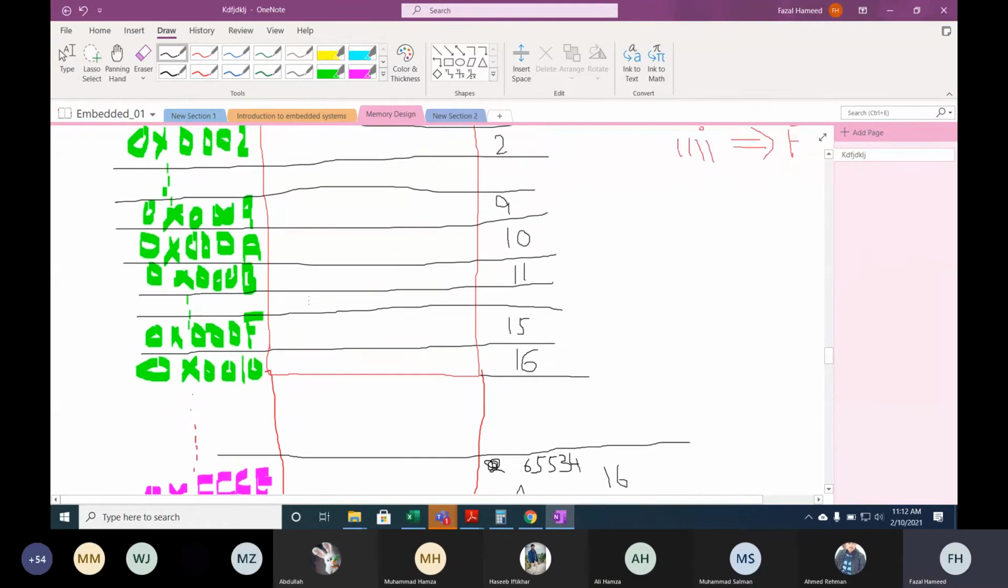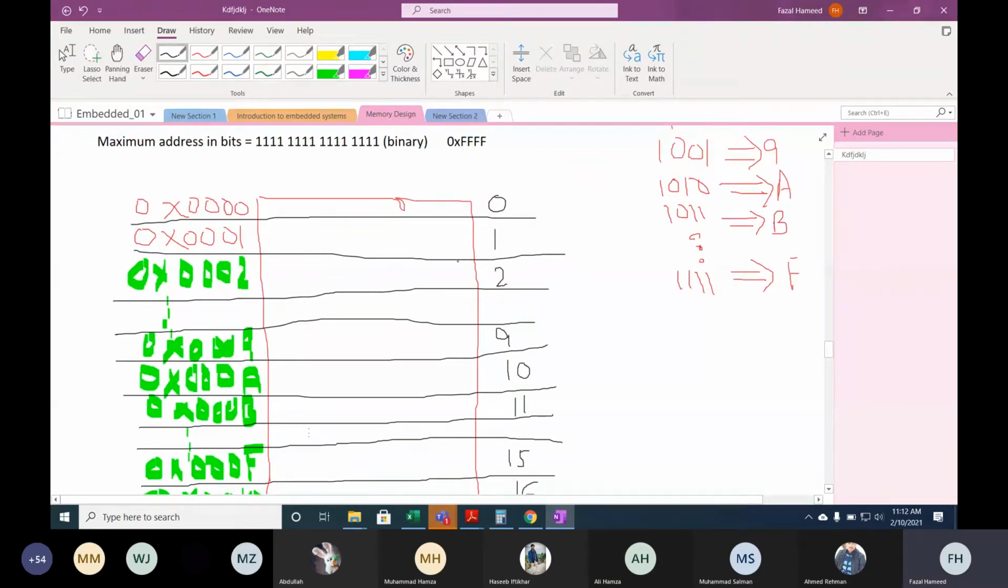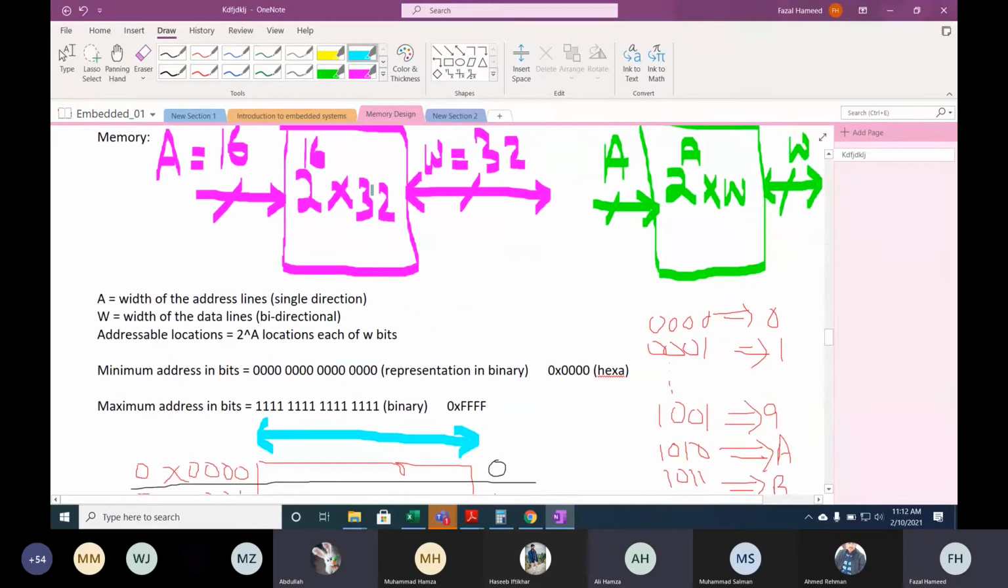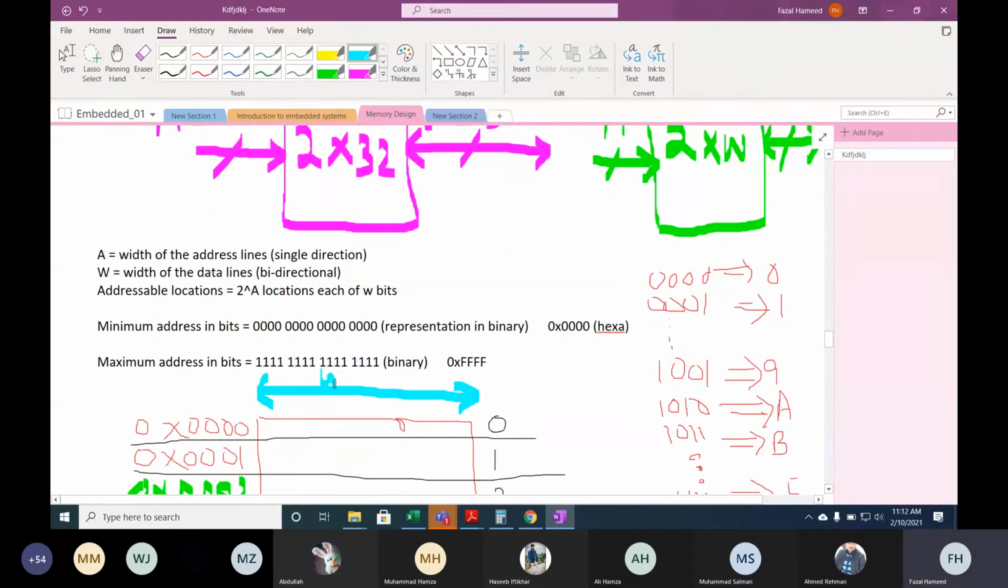Okay, now this is our memory. If you look at this memory, what is the size of the data bits? Each memory location can store how many bits? Tell me, how many bits are here? In this particular example, 16 bits. No, W. What is W? 32 bits. So it is storing 32 bits.